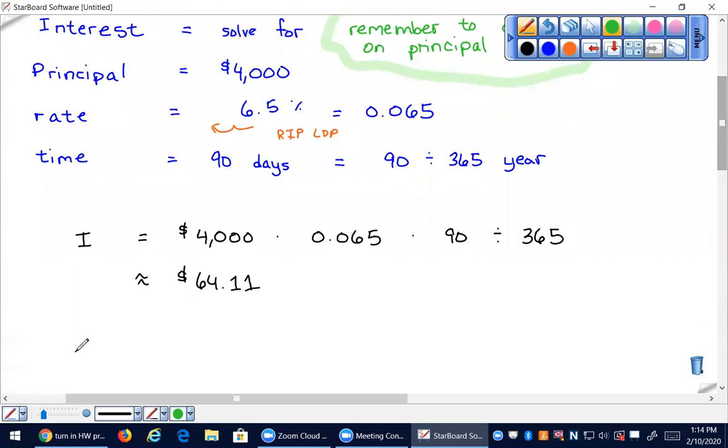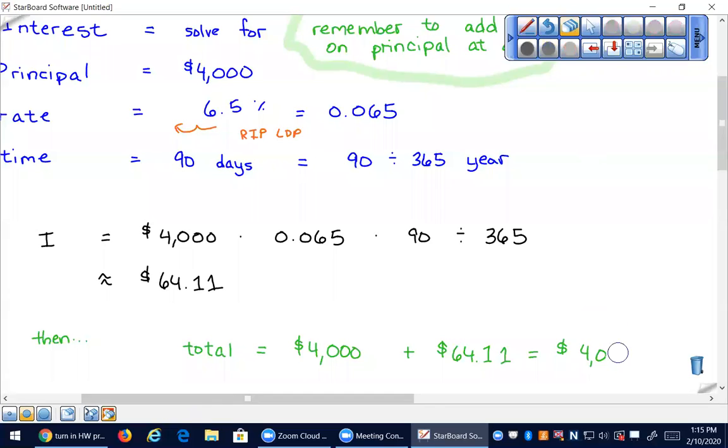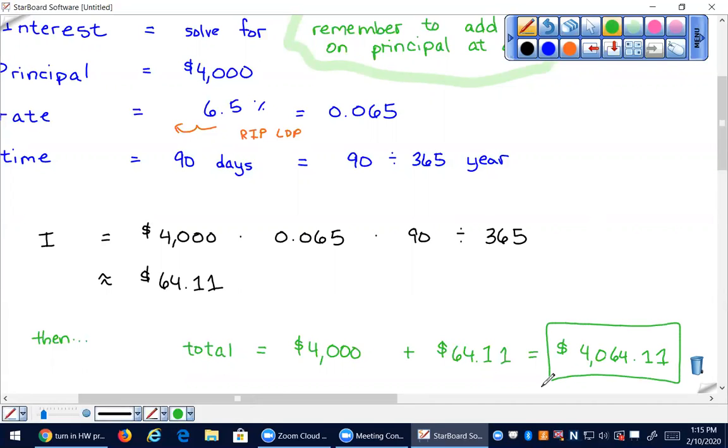Then I have to take the 4,000 I started with, and then add on the interest, and what they actually have to write a check for would be $4,064.11. It would be really nice if you could pay off a loan only by paying the interest, just keep the loan, but that's not how the loan works.